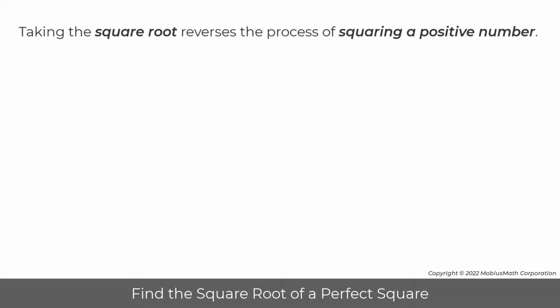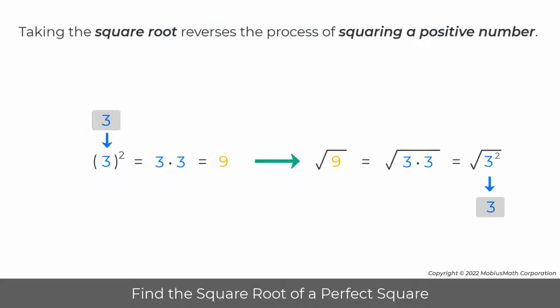Taking the square root reverses the process of squaring a positive number. For example, the positive number 3 can be squared, or multiplied by itself, to get 9. Taking the square root of 9 reverses this process. Because the number inside of the square root symbol can be written as a positive number times itself, or a positive number squared, this square root expression equals that positive number, 3.